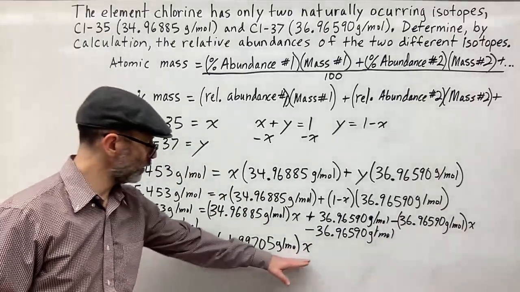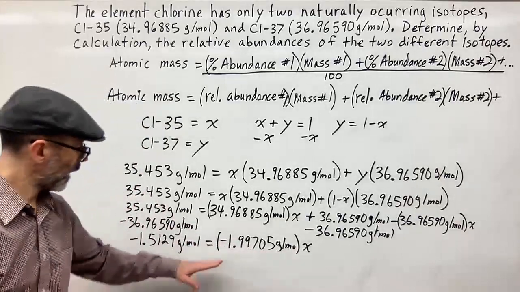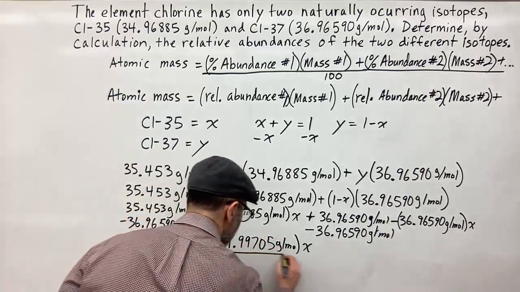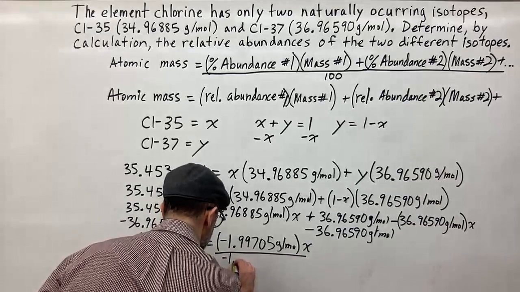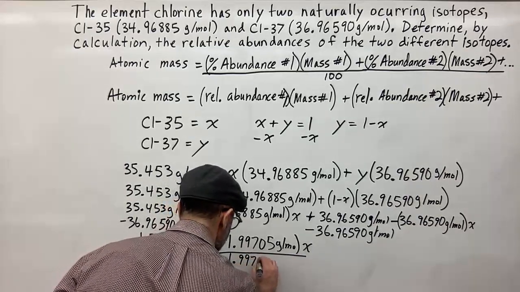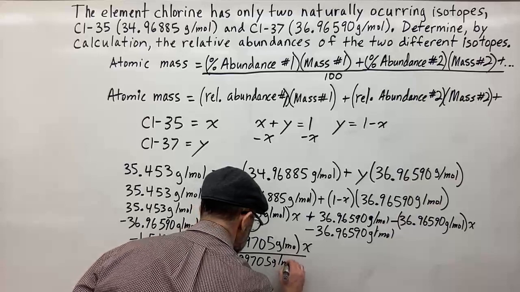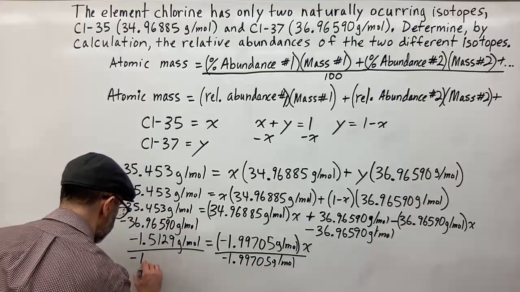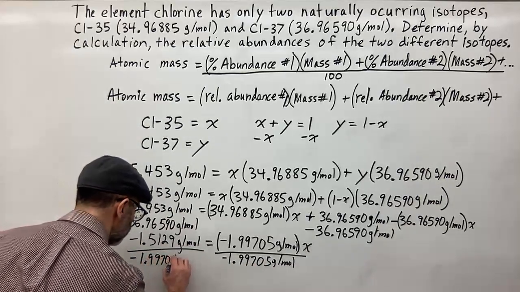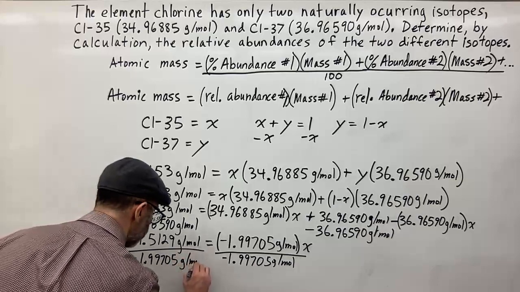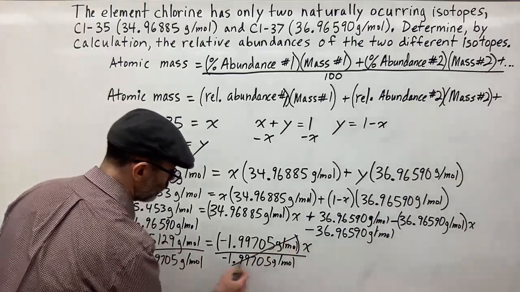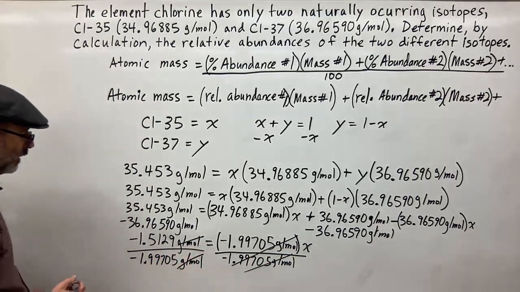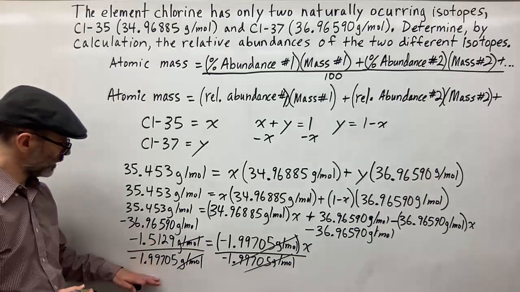Okay, so now all I need to do is divide both sides by this number here. I would need to get x by itself. So I'm going to divide both sides by negative 1.99705 grams per mole. Divide this side by negative 1.99705 grams per mole. So grams per mole cancels out. And then I divide these two numbers together.